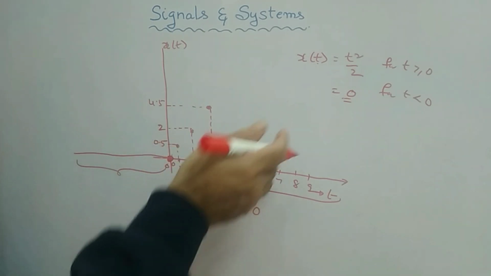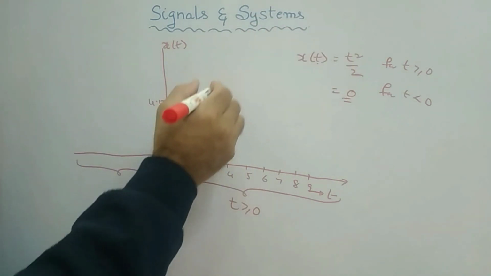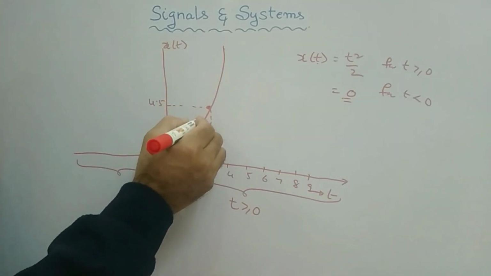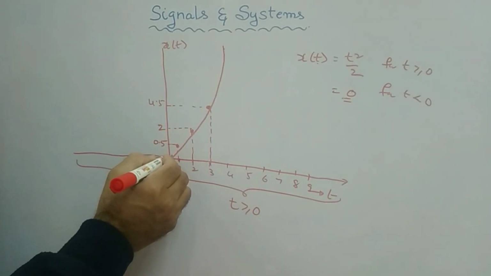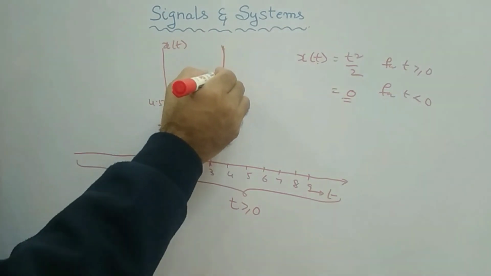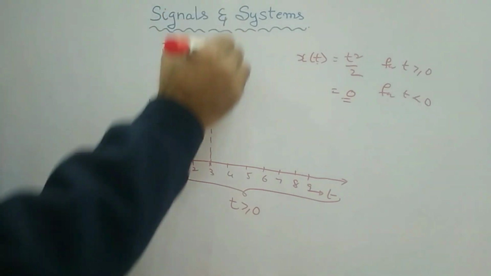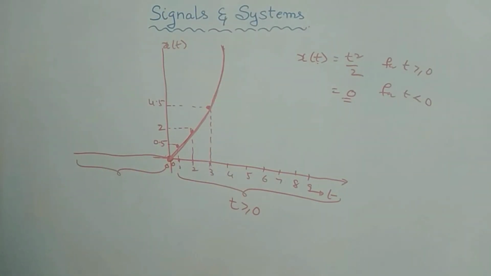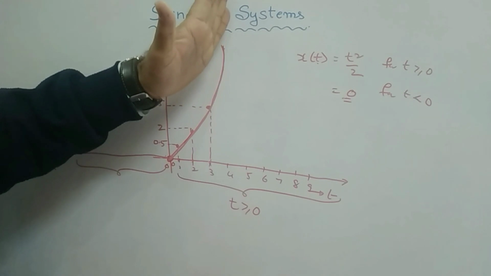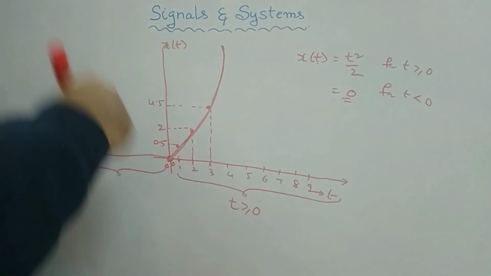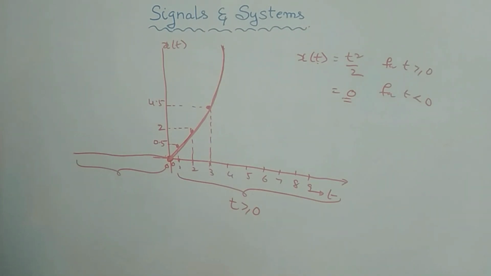If you go on substituting the values, your graph looks like this. Parabolic means it goes in this way. If you substitute different values, the graph looks like this. This is the parabolic signal.